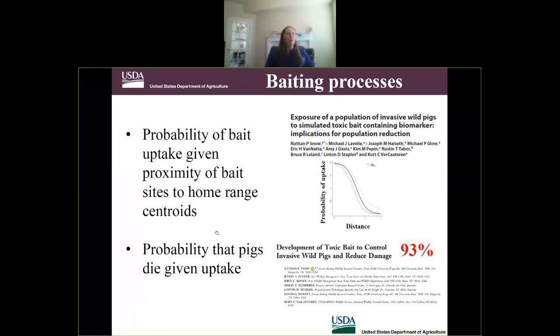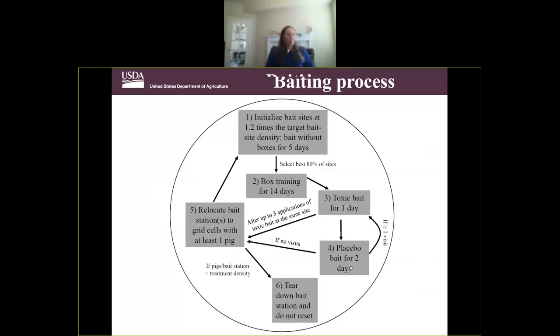And these two processes have been looked into in the literature by Nathan Snow and his co-authors. So we use data from these two studies, one looking at the probability that pigs find and consume bait given the distance that they're located from a bait site, and then from pen studies, the proportion of pigs that die given that they eat bait. And for that, we just used a fixed number of 93% that was reported in this study.